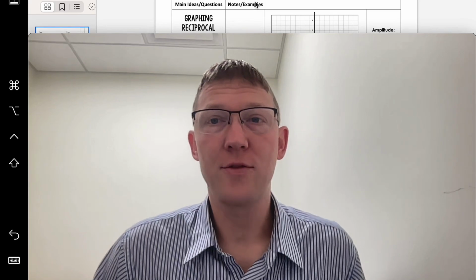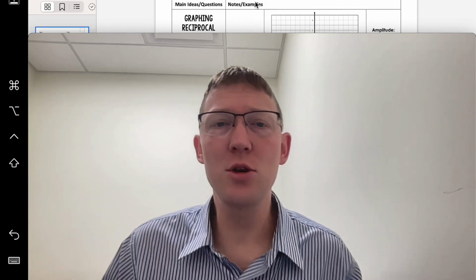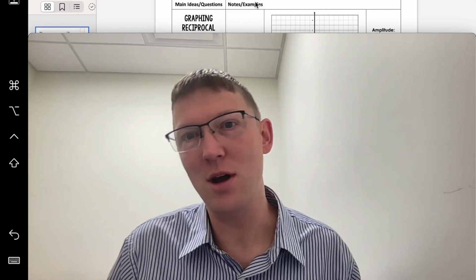So we graphed some trig functions. What do the inverses look like? So that's what we're going to do. We're going to start graphing cosecant, secant, and cotangent. Let's see how it goes.